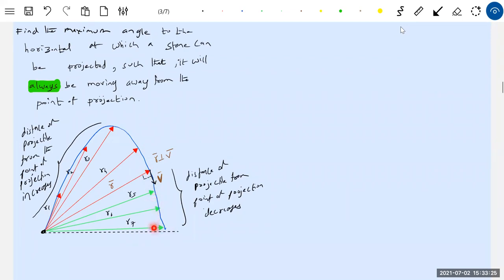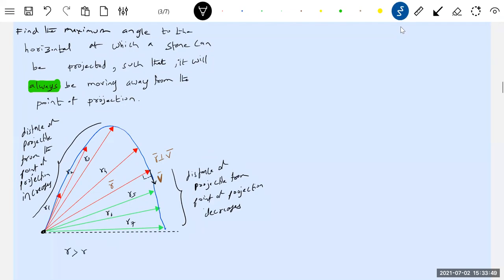So if the blast occurs near me, what happens? I'll be at risk, no? Forget about the enemy. So what is the condition? I should throw in such a way that it should always move away. It should always move away means it should move something like this. If it always moves away, then okay, we'll be on the safer side. So now we'll take the conditions here.